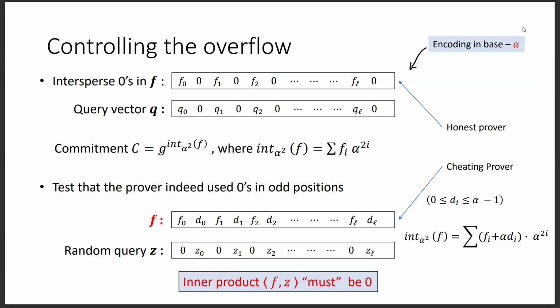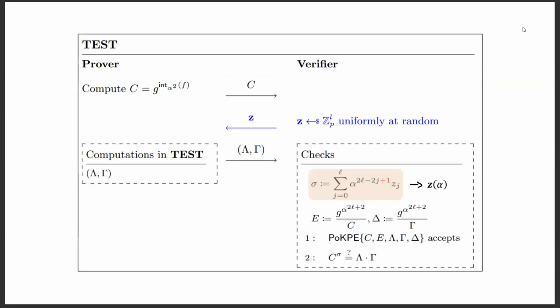So the cheating prover would have put, say, DIs instead of zeros. And we try to ask for an inner product with a bunch of random ZIs. And we want to ask that the inner product must be zero. So the same protocol as before. The only difference now is, instead of a query vector, we send a random vector. And we ask for the inner product to be zero. So if this worked, it would all be great, but it doesn't because we don't have an inner protocol yet. That's why we are doing this.